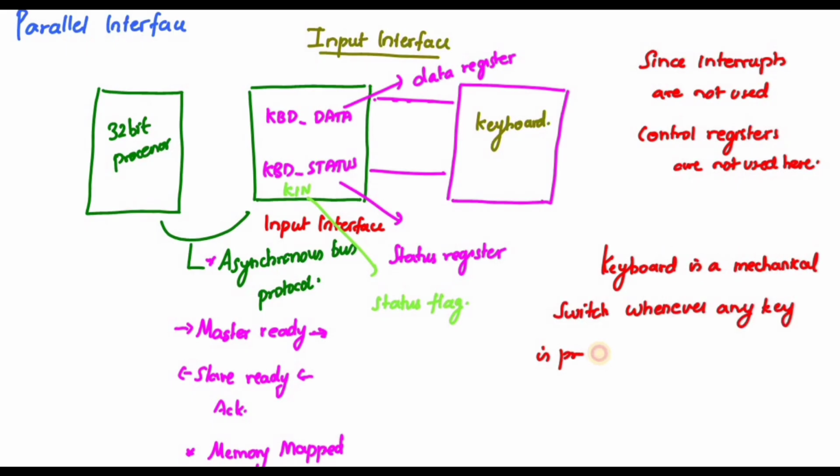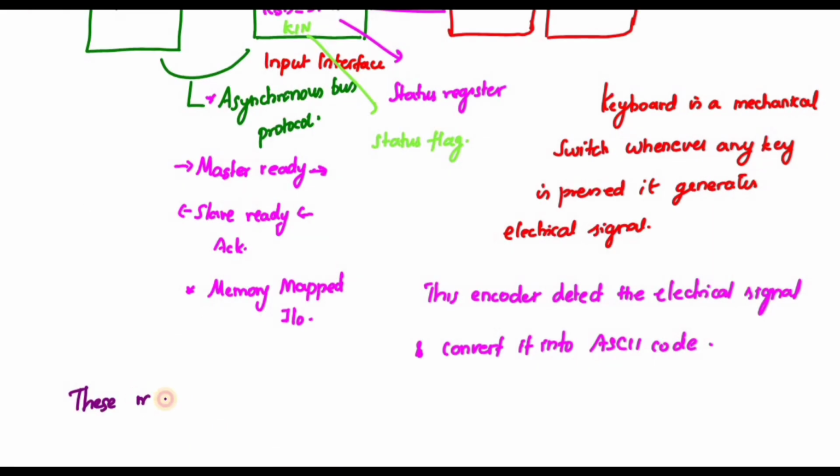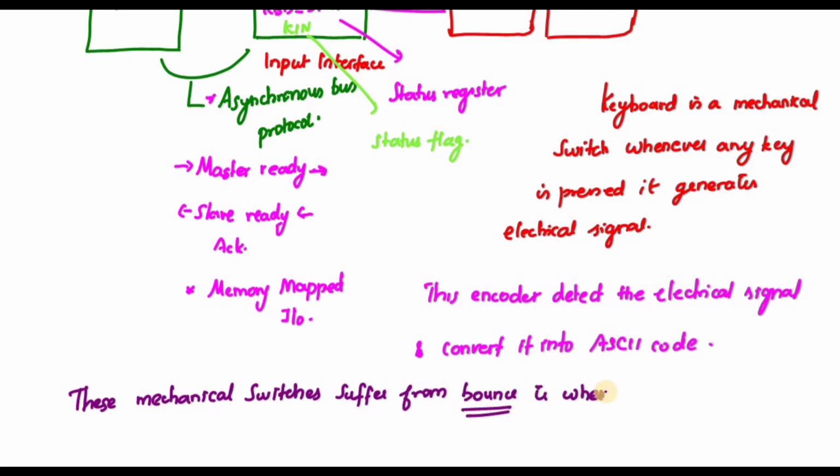Since the keyboard uses mechanical switches, whenever any key is pressed, it will generate an electrical signal, right? This electrical signal has to be converted into an ASCII one. This can be done with the help of an encoder circuit. So in between the input interface circuit and the keyboard, you have to connect an encoder.